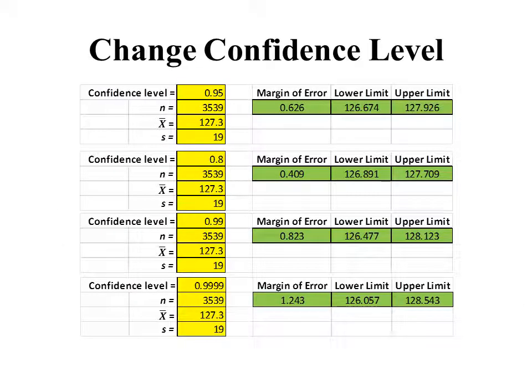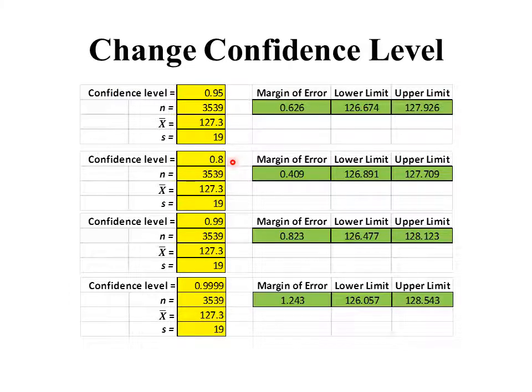Now let's look at changing some things here. And so we're going to look at first changing the confidence level. How does the confidence level affect the margin of error and our confidence interval? So here at the first is our original calculations with a 95% confidence level. Here's our margin of error, and here's our confidence interval.